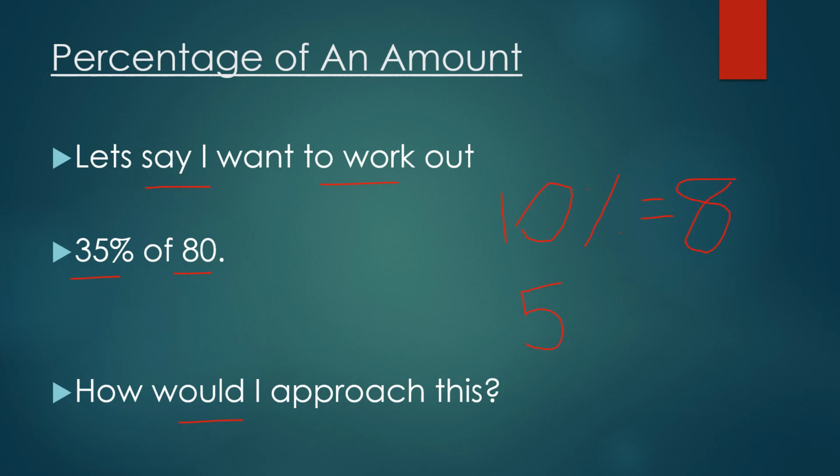5% will be half of 10%. So half of 8, guys, will be 4. I'm now going to work out 30%, which is 3 lots of 10%. So that'll be 3 lots of 8, that'll be 24. Okay, so we want 30% plus 5%. So we want 24 plus 4, which will be 28. So my answer, guys, will be 28.